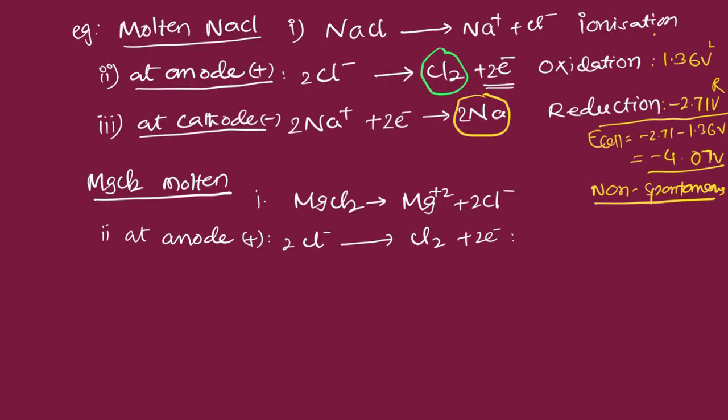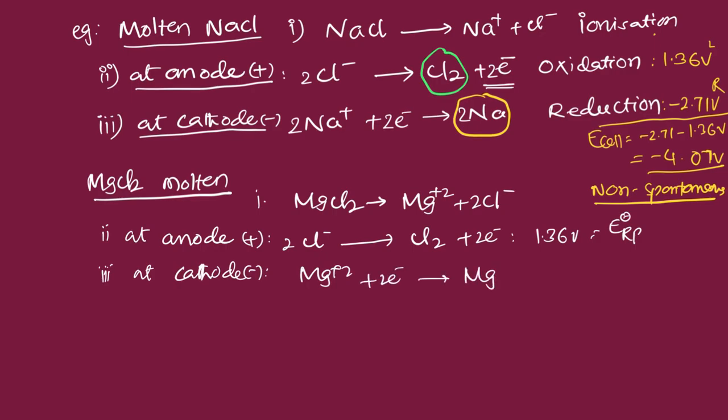Similarly, you can write here 1.36 volt reduction potential value. Which one are we always taking? Reduction potential value. And third step is at cathode, negative charge. Here Mg2+ takes 2 electrons and converts into Mg. Its reduction potential value is minus 2.36 volt. This is also the reduction potential value, E naught.